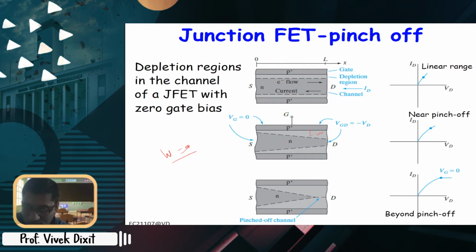So up to pinch off, if you apply the voltage, the current is increasing. Beyond pinch off, this current becomes constant. Of course, there will be a secondary mechanism, especially in the case of short channel devices. This length will be less, right? So resistance will decrease and current will increase. So that is the short channel effect or secondary effect. Otherwise, for a long channel, the current will be constant beyond pinch off.